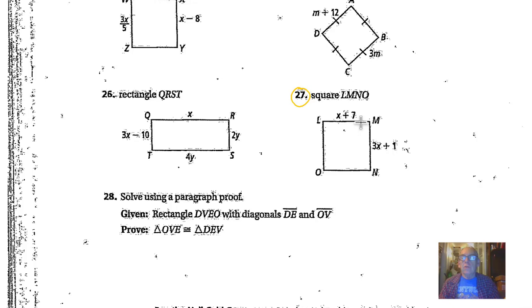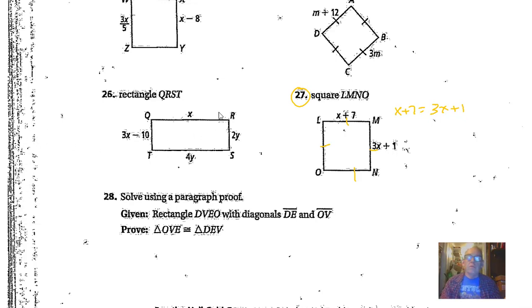Okay, they're telling us it's a square. So since this is a square, all the sides are congruent, which means that this x plus 7 side must be equal to the 3x plus 1 side. And then you can solve for x.